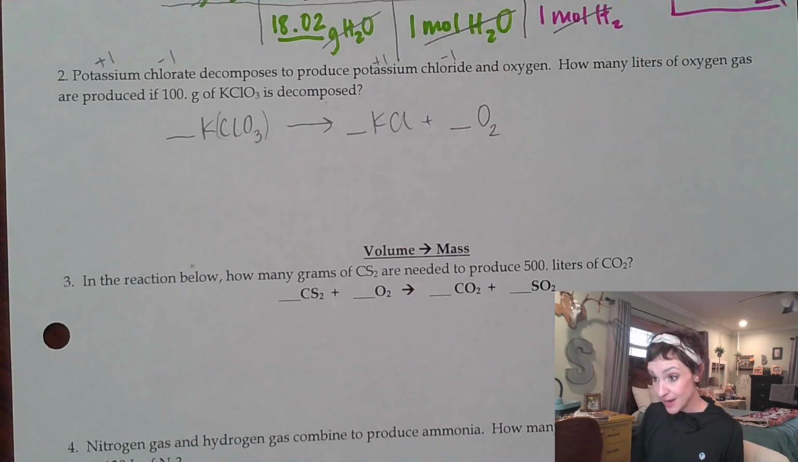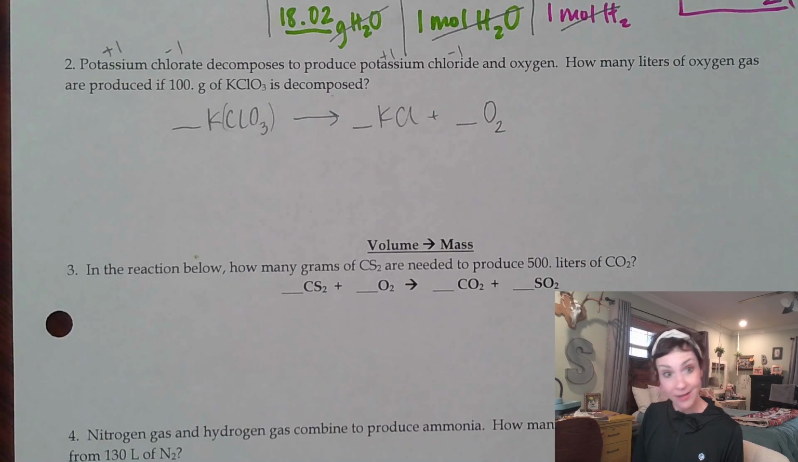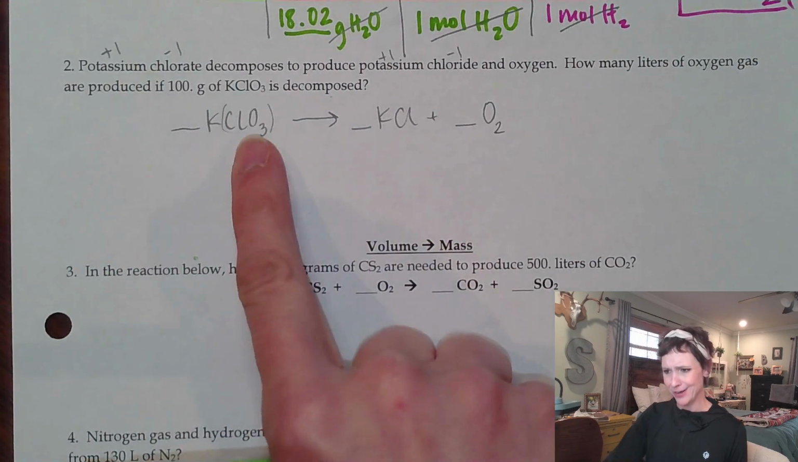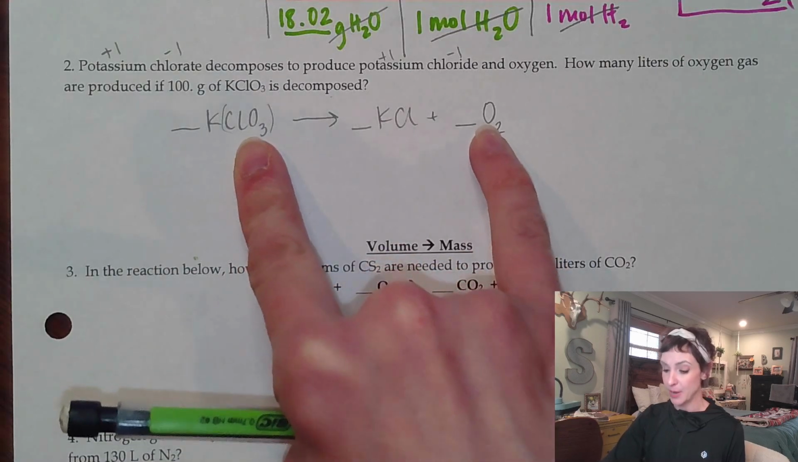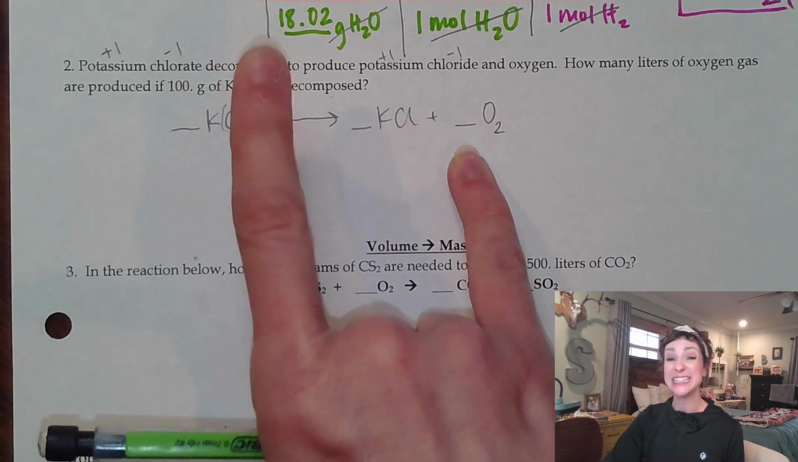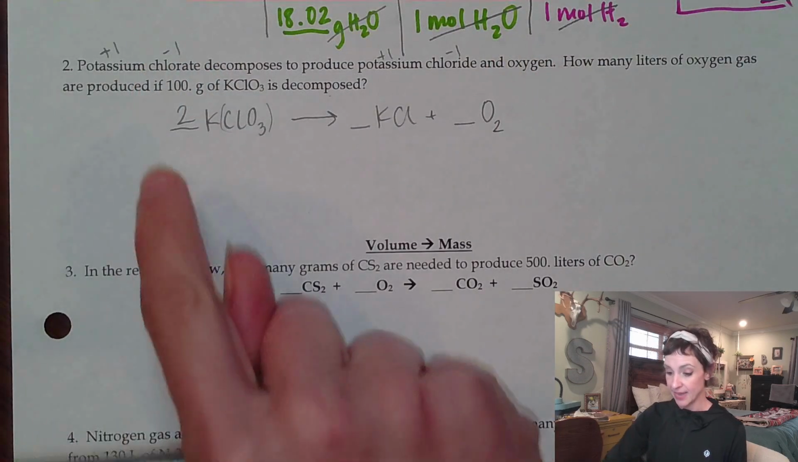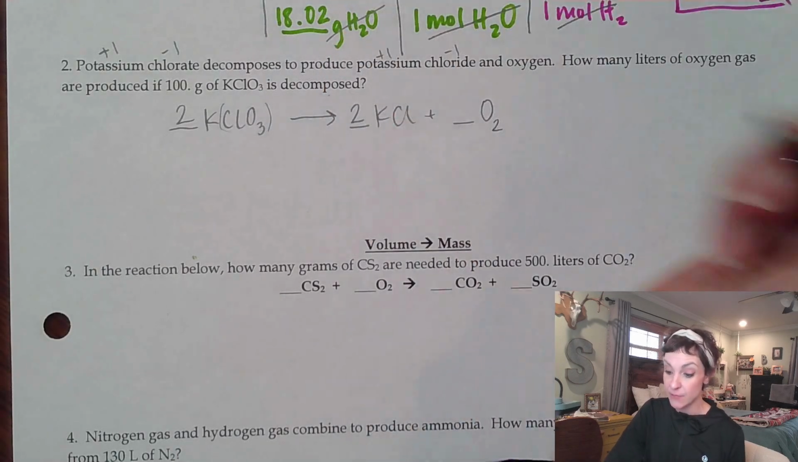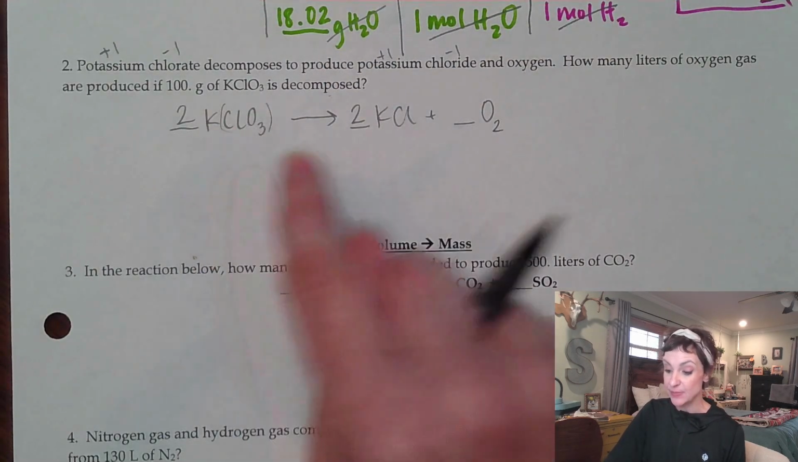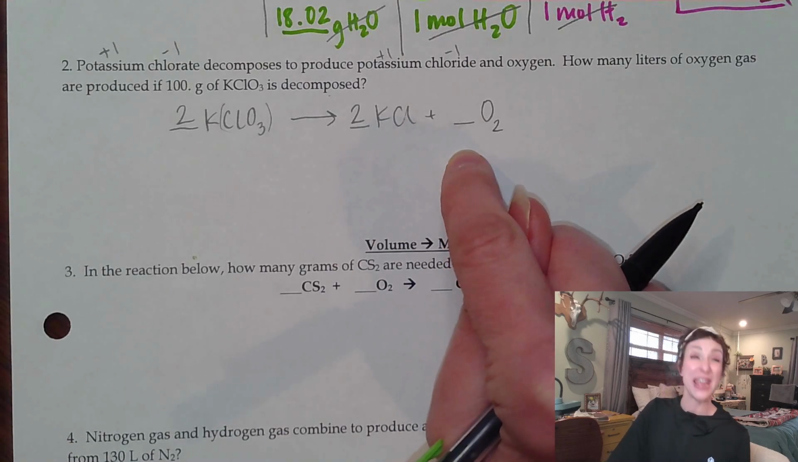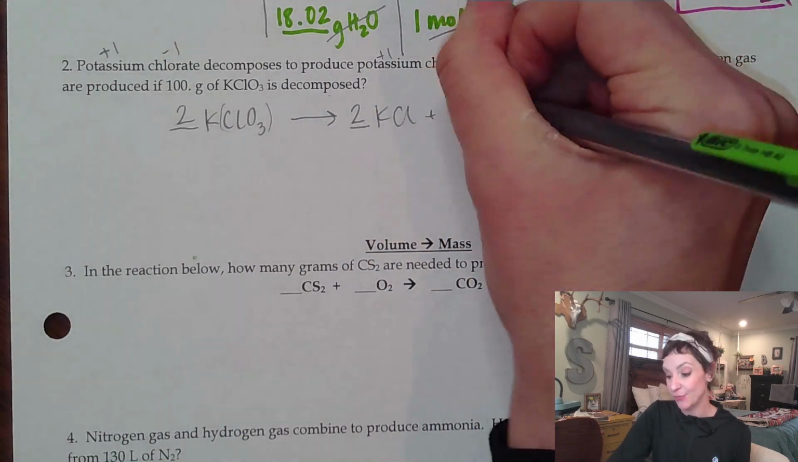Okay, so I've written my equation. Now I am ready to balance it, hopefully. I've got 3 oxygens on this side and 2. I love my rule that says a 3 to 2. I'm going to double on the 3 side. That typically gets me started. That does mean I need to put a 2 in front of my potassium chloride, and to make 6 oxygens, you need to put a 3 in front of that oxygen.